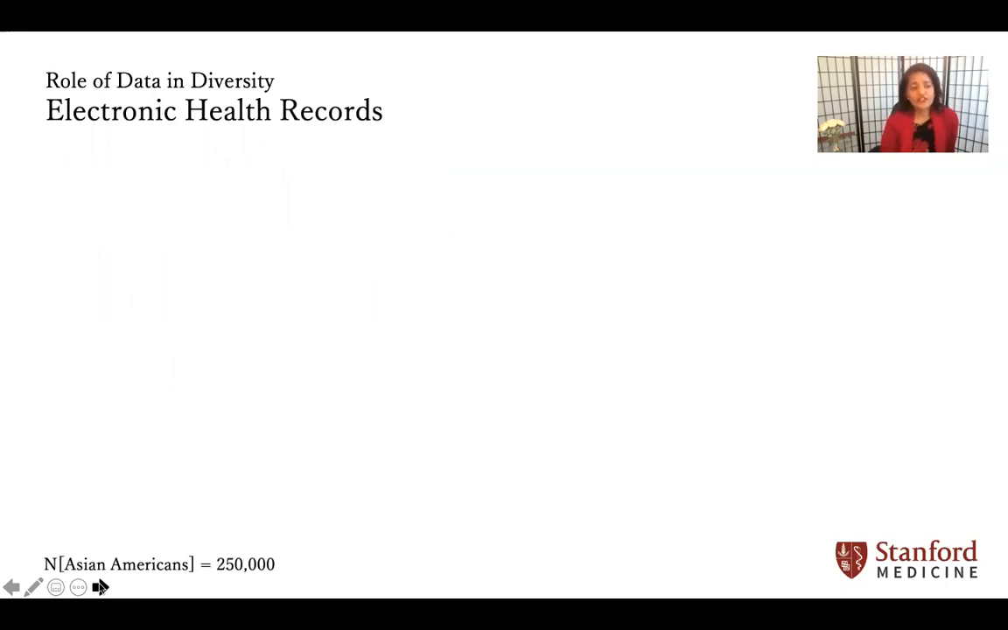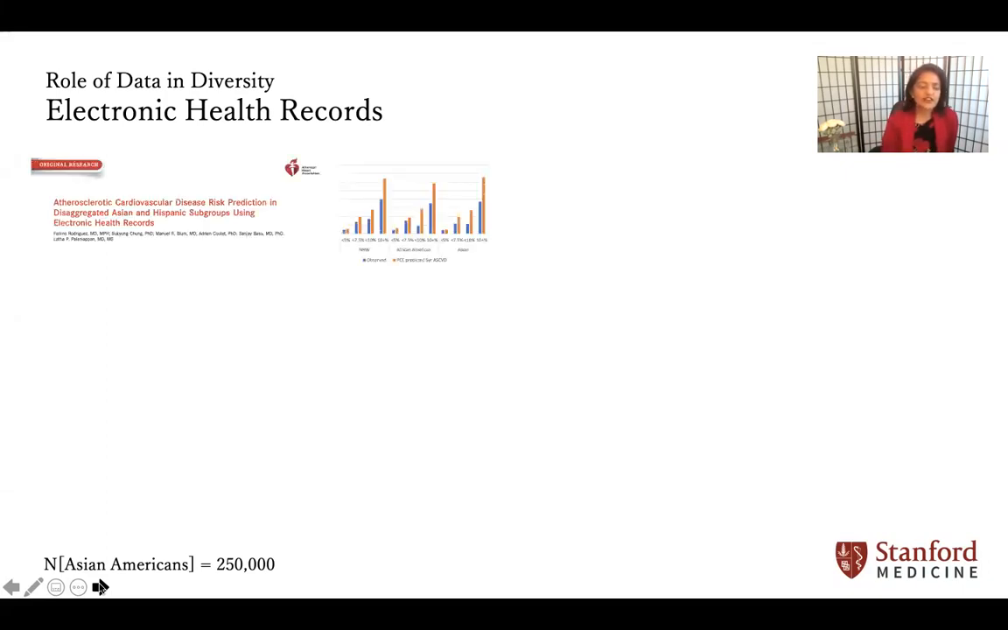So I moved to looking at electronic health records in the Bay Area, and you can see that the sample size of Asian Americans was much, much larger, orders of magnitude larger, 250,000 Asian Americans. And this enables us to make much more precise estimates. So as we're considering diversity, not only defined in terms of race and ethnicity, but also gender, socioeconomic status, disability, sexual identity, we should think about different sources of data that we can use to fill in information. In our work in electronic health records, which has also been broad, we found differences in atherosclerotic cardiovascular disease risk, and this is where the signal for South Asians came out.